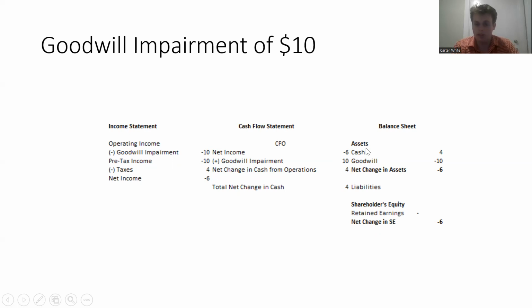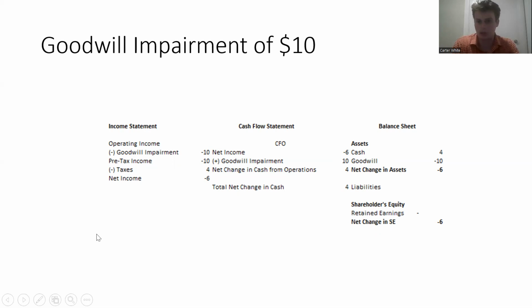Let me go over to the balance sheet. My cash is up by $4. Cash is up by 4. Goodwill, this intangible asset, is down by 10. Your net change in assets is 6, and the net change in shareholders' equity is also down 6 because net income was down by 6. So this is how goodwill impairment works.